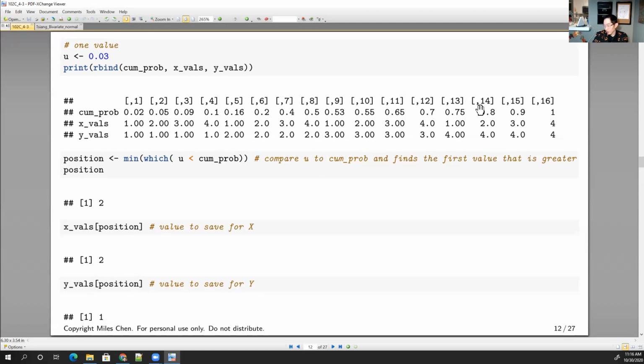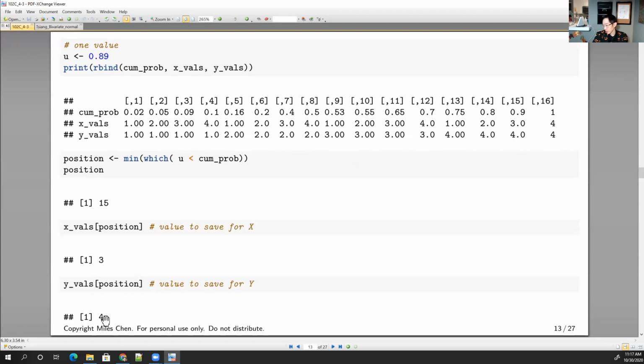All right, so let's just try out another one. If I say u is 0.89, it's only going to be true if I compare u to the cumulative probability. It's only true for 15 and 16. So which positions make the statement true, cumulative probability greater than u? It's going to be true for 15 and 16, and the smallest one is 15. So that gives me position 15, and position 15 corresponds to x is 3 and y is 4.